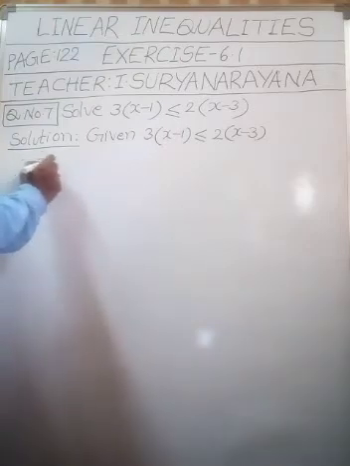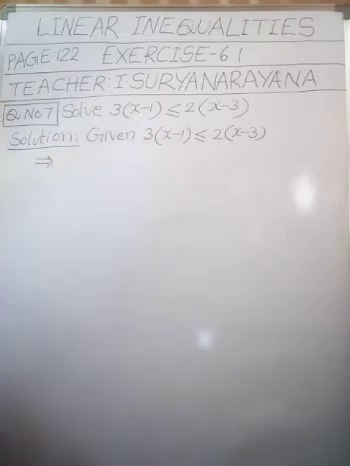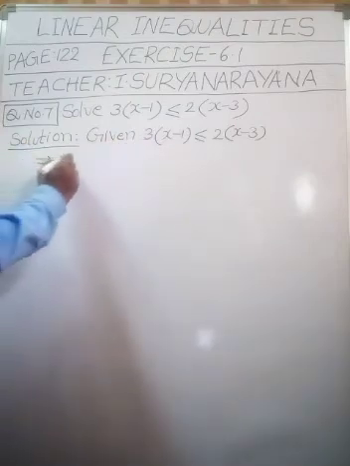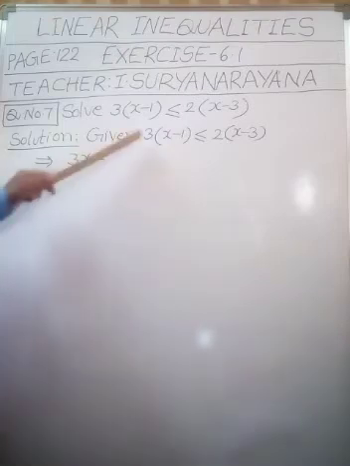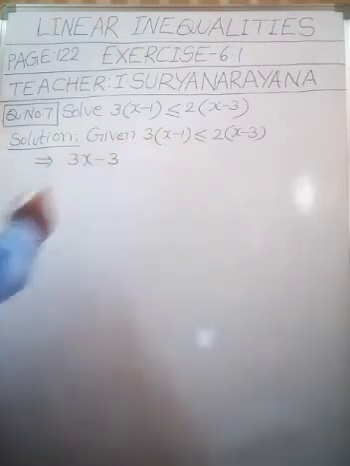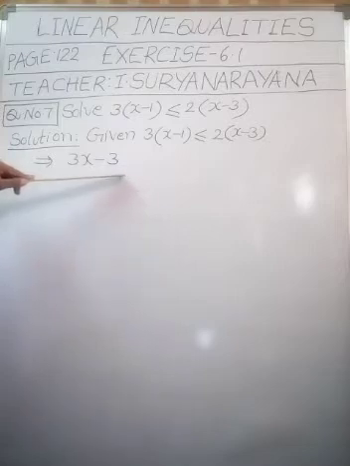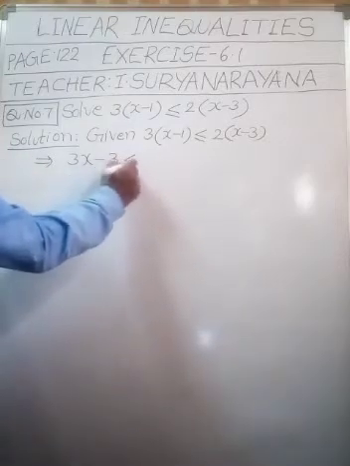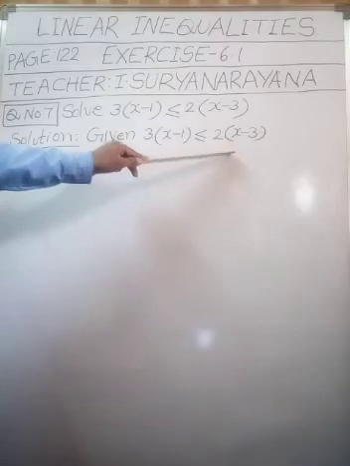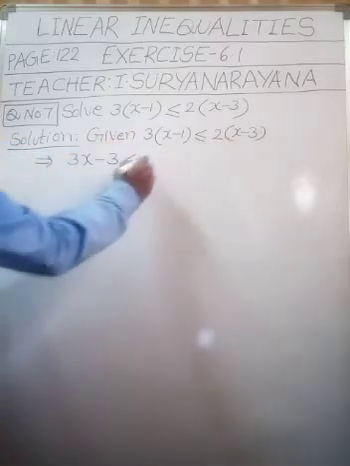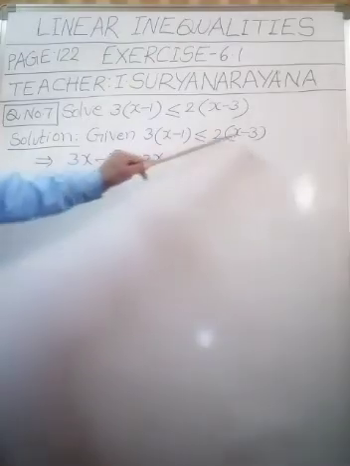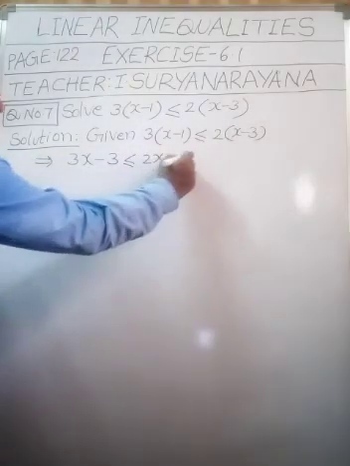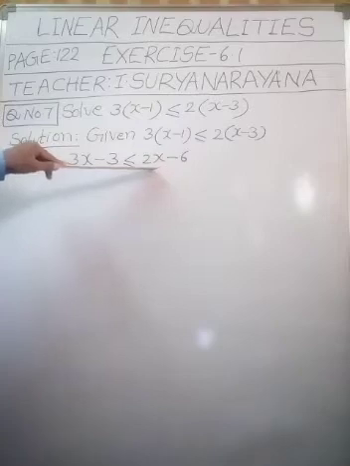This implies, let us simplify here using the distributive property. So 3 into x, what will you get here? 3x. 3 into minus 1, what will you get? Minus 3. Understood this LHS part, my children? Right. Less than or equal to. Here also we use the distributive property. 2 into x, 2x. 2 into minus 3, what will you get? Minus 6. Understood this RHS, my dear children? Right. Understood this step?